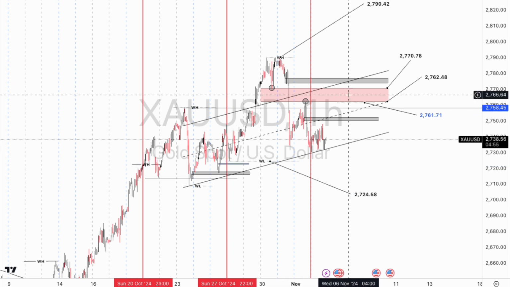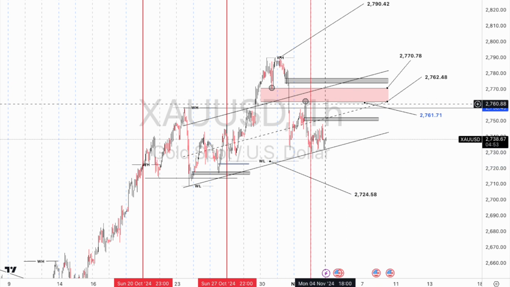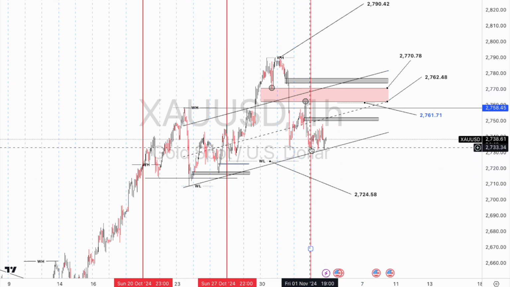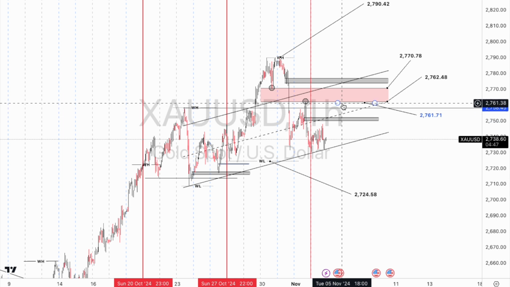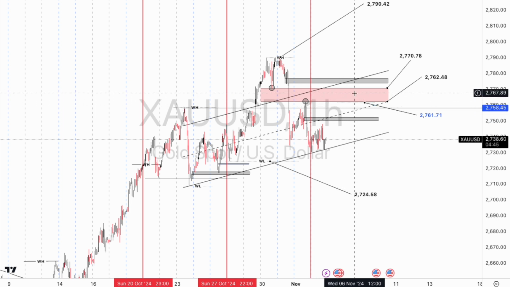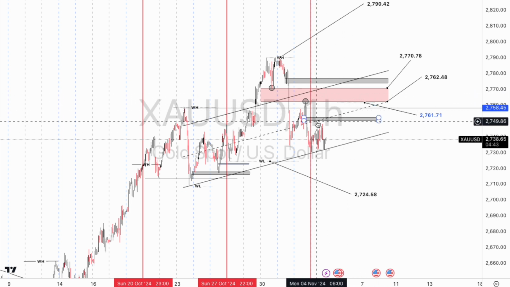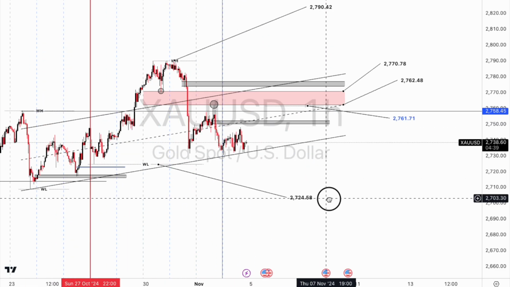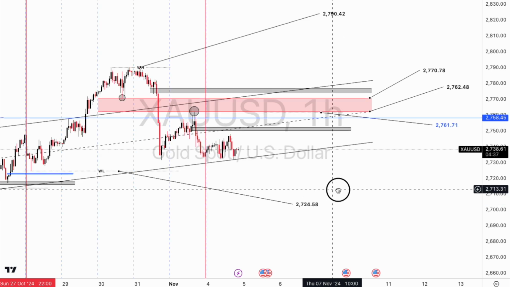Now, in my opinion, for this level right here to be taken out, price would have gone to this zone. For this level to be taken out also, price would have definitely visited this zone, in my opinion. And looking at how everything is looking, it is poised to get there.